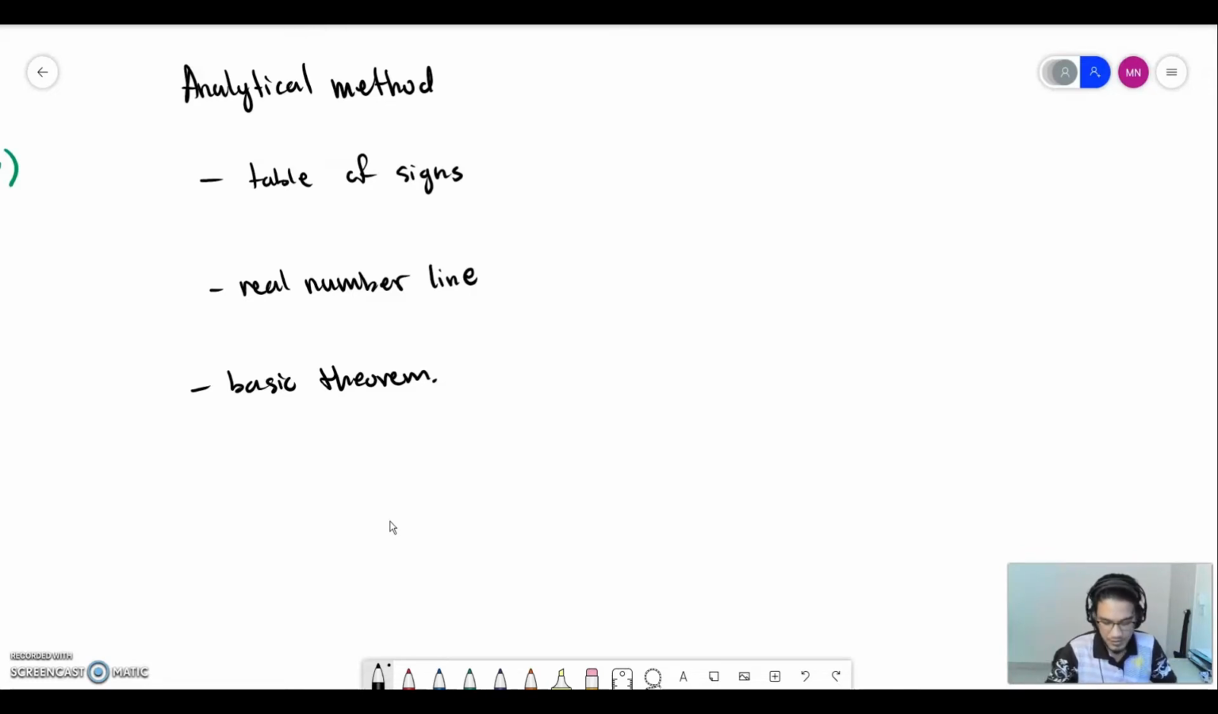Okay, these 3 methods appear differently. They use different methods. So firstly, let me show you how to solve quadratic inequalities by using table of signs for the same example that we have done for graphical method. We go for the same example, that is x squared minus x minus 6 less than 0. Okay, the first method is to use table of signs.